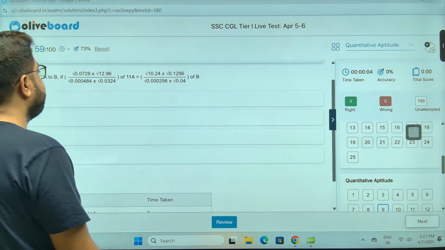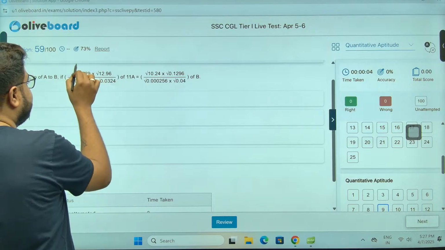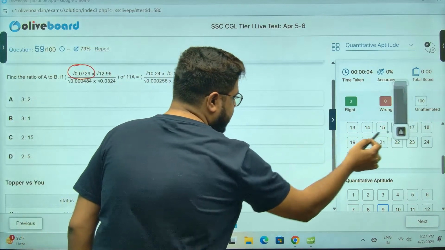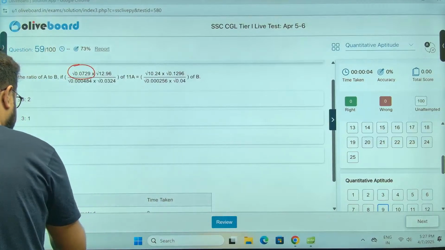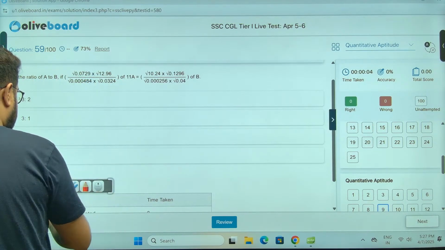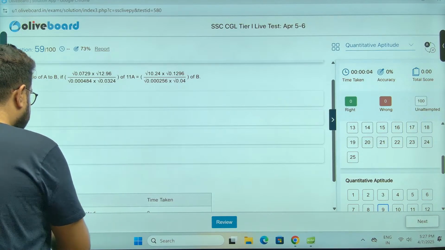Calculation. This thing, root over 729. You guys please keep telling me the roots. You will get a good revision, sir. I'll write all the roots from your end only.